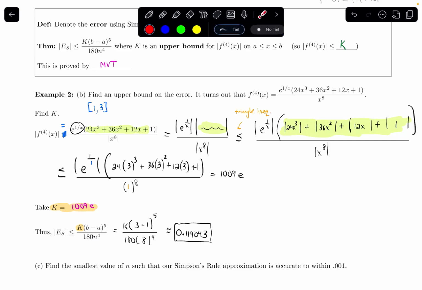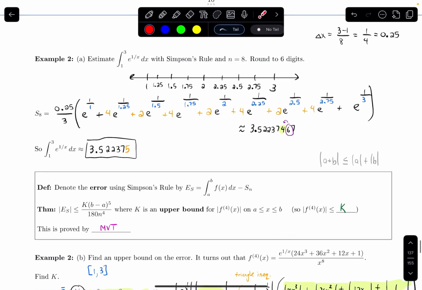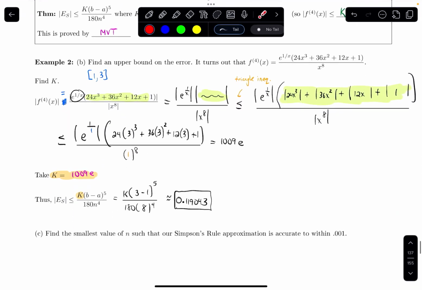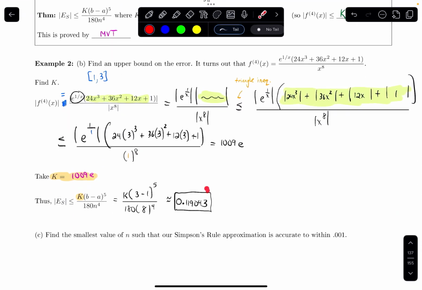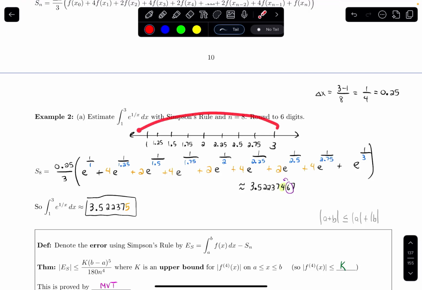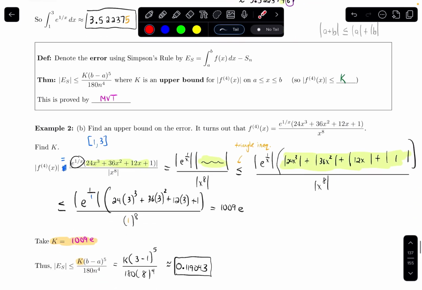So what this tells us is the approximation that we got with Simpson's rule, well, at worst, it's off by this much, by 0.119043. Okay, so pretty decent. If I wanted to get a more accurate estimate, we would have needed to split up our interval into more pieces. All right, so that next question is now related.